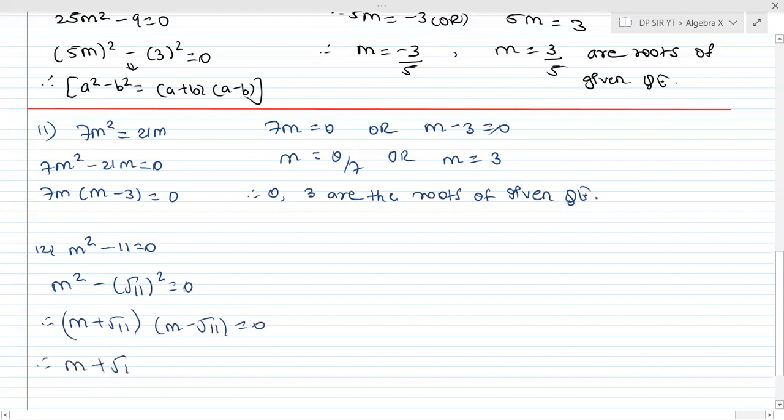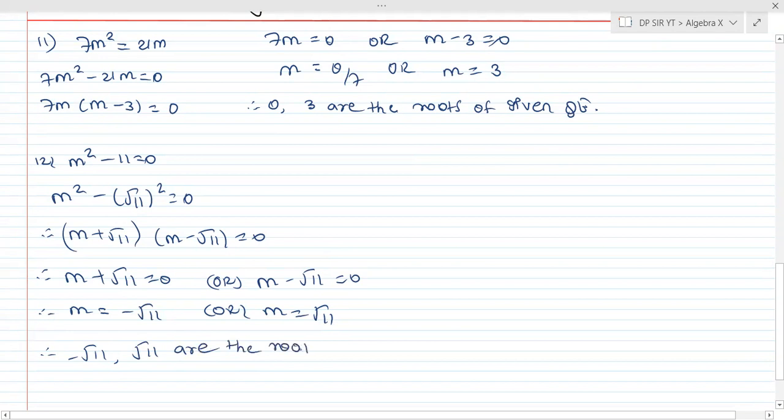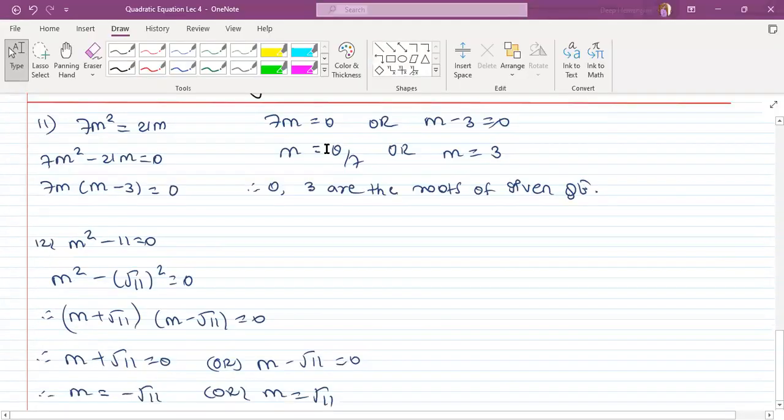Therefore, m plus root 11 is equal to 0, or m minus root 11 is equal to 0. Therefore, m is equal to minus root 11, or m is equal to plus root 11. Okay. Therefore, minus root 11 comma root 11 are the roots of the given quadratic equation.